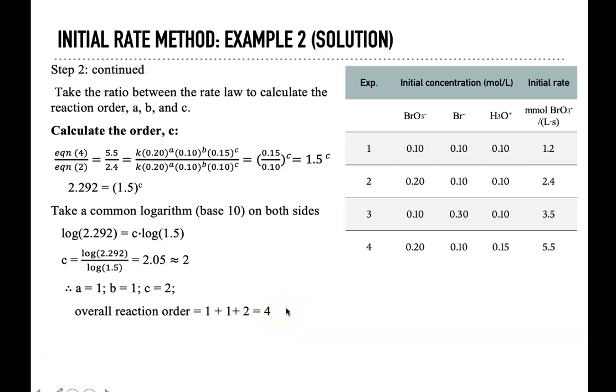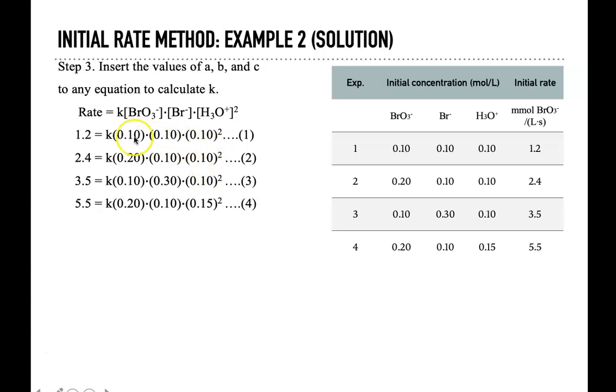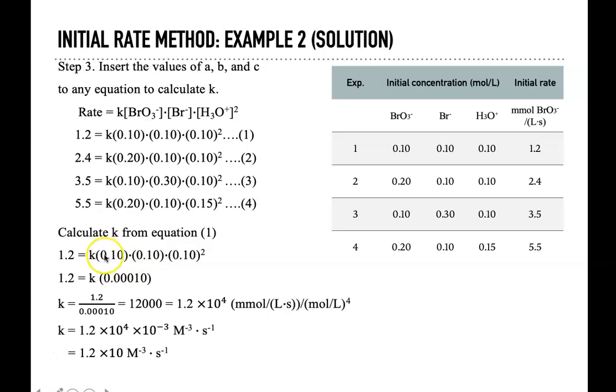Now let's move on to calculate the rate constant K. The generic rate equation here is rate equals K times bromate concentration, bromide concentration, and hydronium ion concentration squared. Now let's calculate K. In order to do that, we just use any of these equations. So we can use 1, 2, 3, 4. What is most simple? Let me use this one to find the value of K. So 1.2 is now K times 0.10, 0.10, 0.10 squared, which is 0.00010. So let's divide both sides.